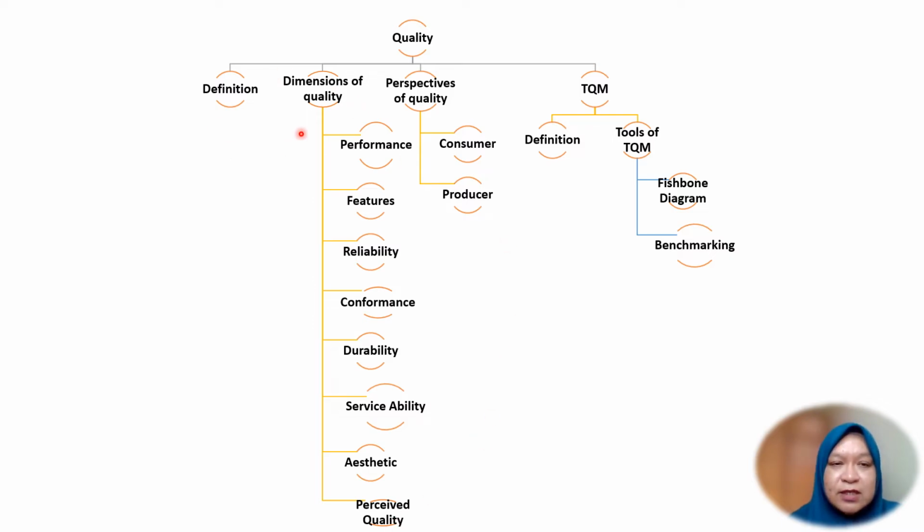So we have the definition and dimensions of quality. There are 8 dimensions of quality. We also have the perspectives of quality from the consumer and producer perspective. And then we're going to see the TQM definition and also the tools of TQM.